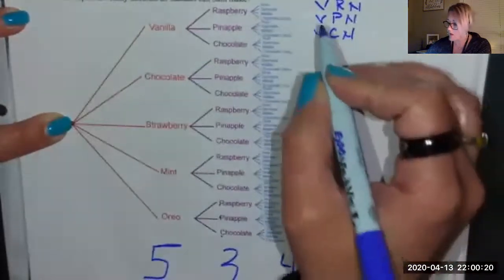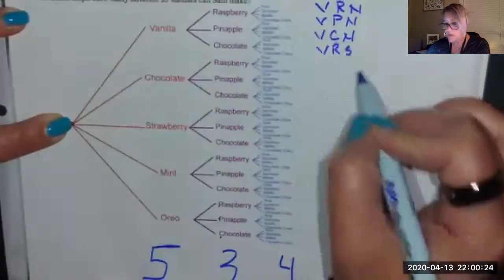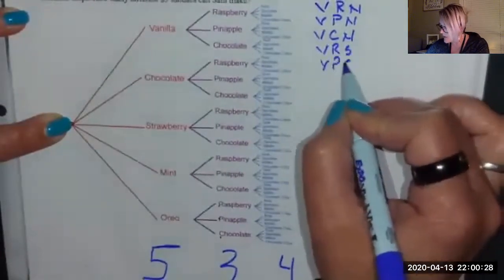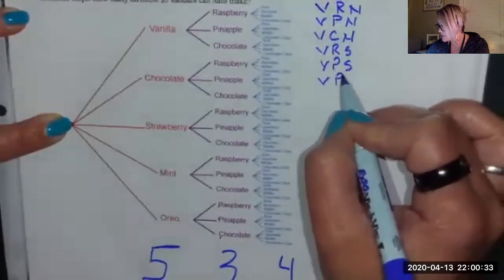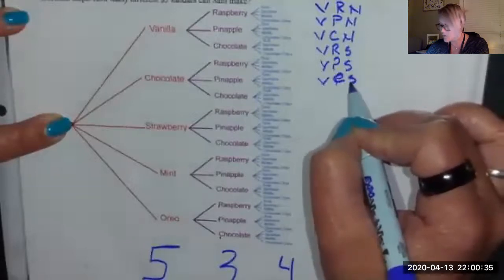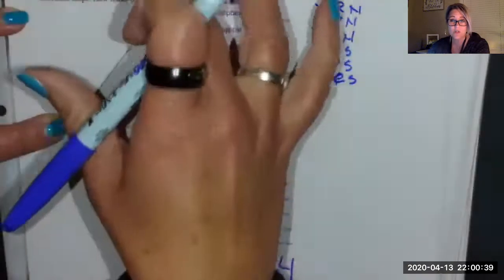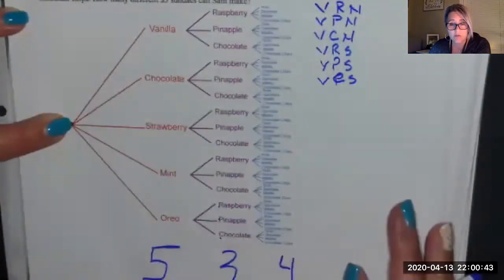Oh, wait a minute. Now we got to go vanilla, raspberry, and sprinkles. Vanilla, pineapple, and sprinkles. Vanilla, chocolate, and sprinkles. Do we really want to do that all the way down through this whole thing? How many possible outcomes of sundaes could you actually make?